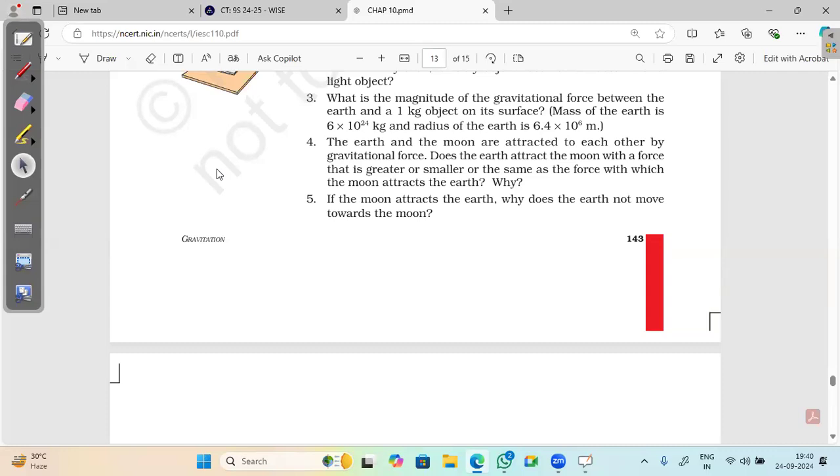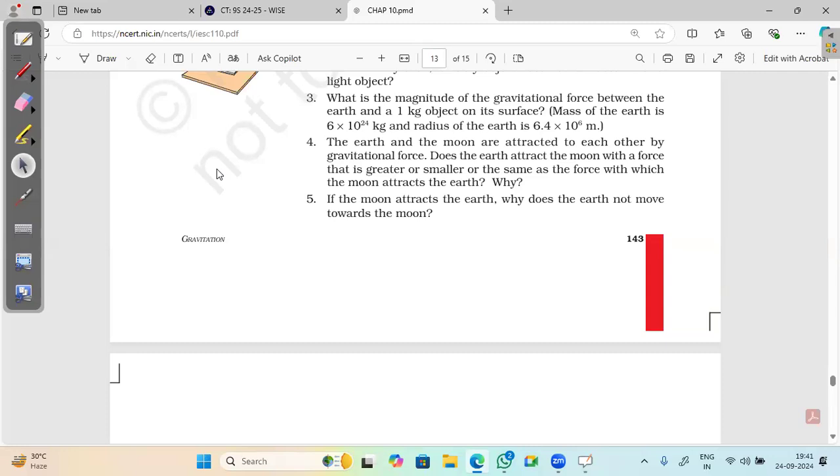Sir, is it because the Sun exerts a very heavy gravitational force on the Earth? Is that the reason? Yes, what happened? Sir, it is because the Sun exerts a heavy gravitational force on the Earth. That's why it does not move towards the Moon.